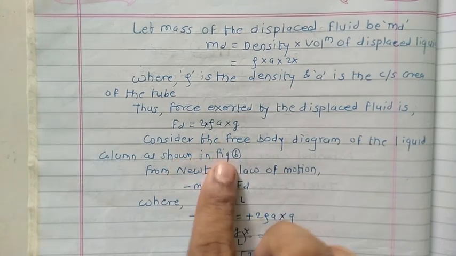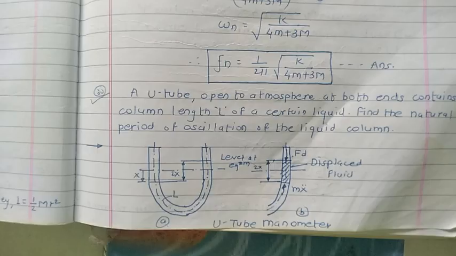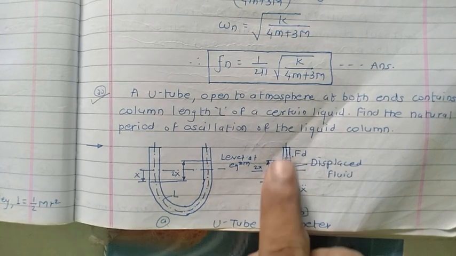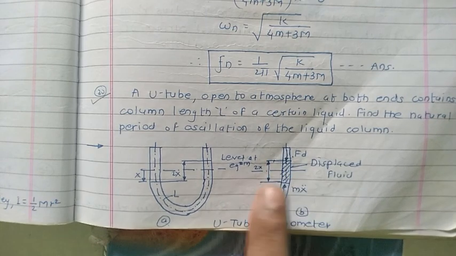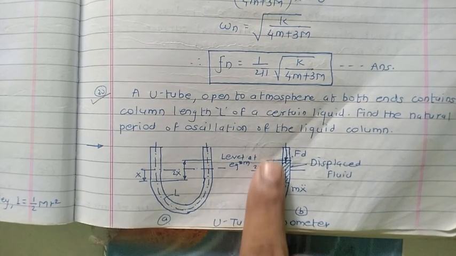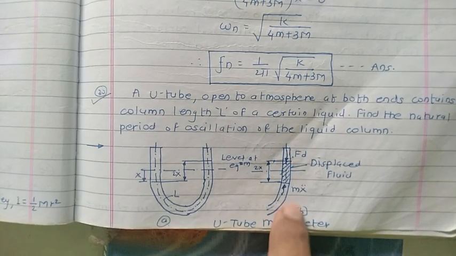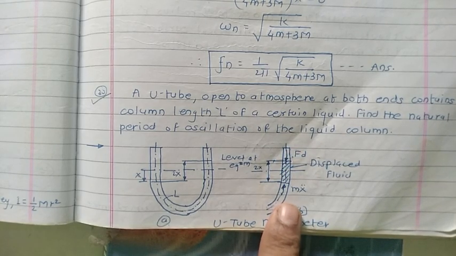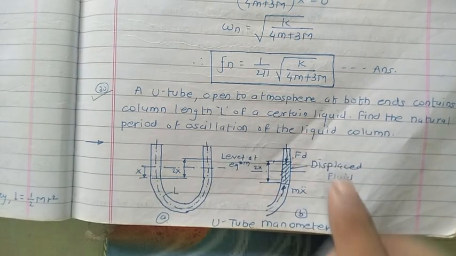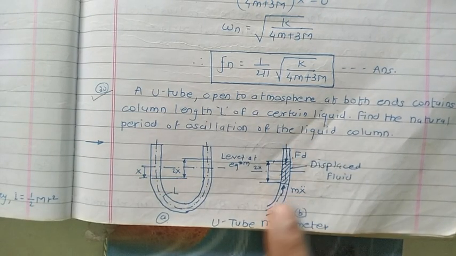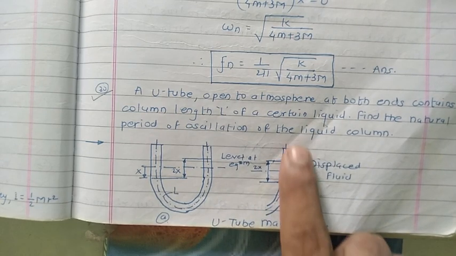So consider the free body diagram of the liquid column as shown in figure B. So just focus here. Okay, so this is nothing but the displaced fluid, where 2x is nothing but the length, and here Fd is nothing but the force applied. This indicates the accelerating force. So easily you can apply here Newton's second law of motion. So this indicates the accelerating force, and this is nothing but the resisting force.